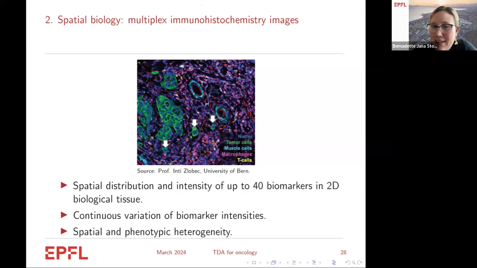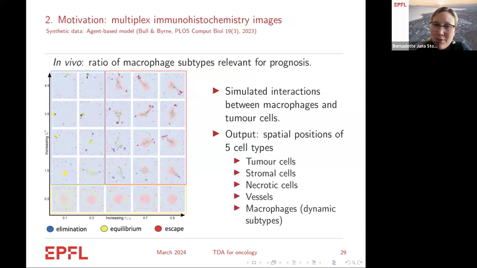Now, if we want to develop such methods, it might not be the easiest to start with actual biological data. Anyone that has worked with data from biology knows that it can be very messy, especially if you don't know the technique that you're applying very well yet. So what we turned to when exploring our ideas was synthetic data coming from an agent-based model. So this is a mathematical model that was developed by Joshua Bull and Helen Byrne at Oxford.